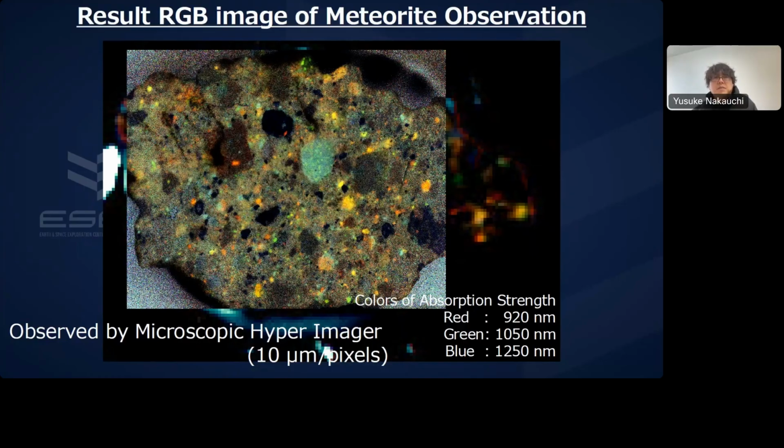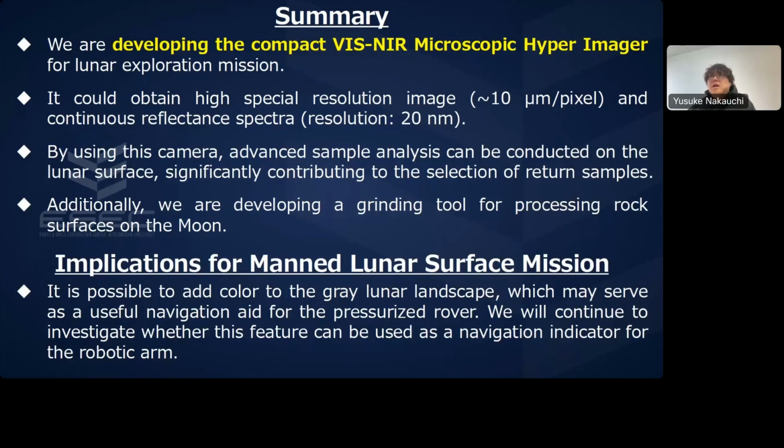This is the summary. We are developing the compact visible NIR microscopic hyperimager for lunar exploration missions. It can obtain high spatial resolution images and continuous reflectance spectra. By using this camera, advanced sample analysis can be conducted on the lunar surface, significantly contributing to the selection of return samples. Additionally, we are developing a grinding tool for processing rock surfaces on the moon.